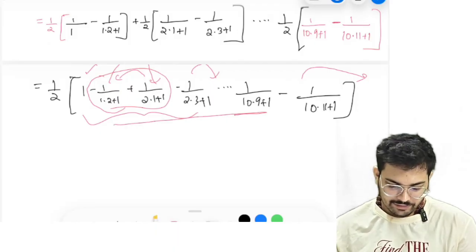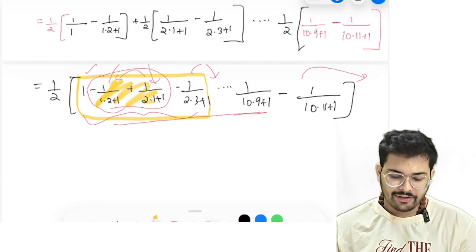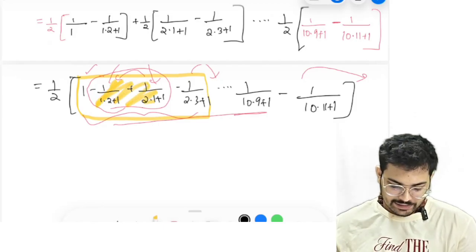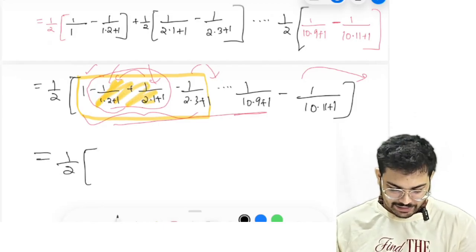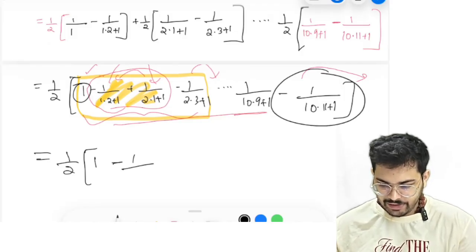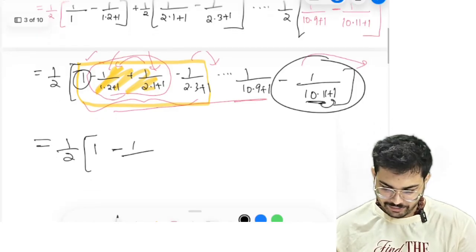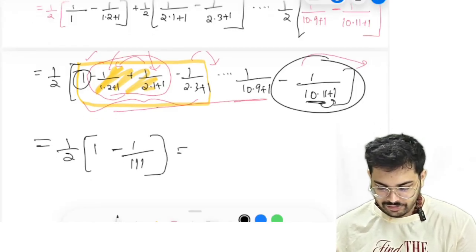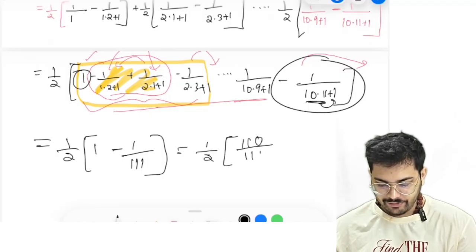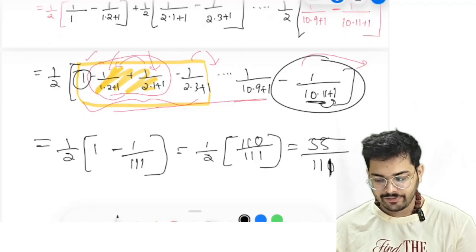Or you can say one more logic. When you take these four terms, you can notice that all the middle values have cancelled, right? In that sense, all the middle values will be cancelled, and you will be left with this particular one, and this value, that is minus 1 by 110 plus 1. 10 into 11 plus 1 is 110 plus 1, which will be 111. So when you simplify this, this will become 110 divided by 111. Therefore, our final answer will be 55 divided by 111.